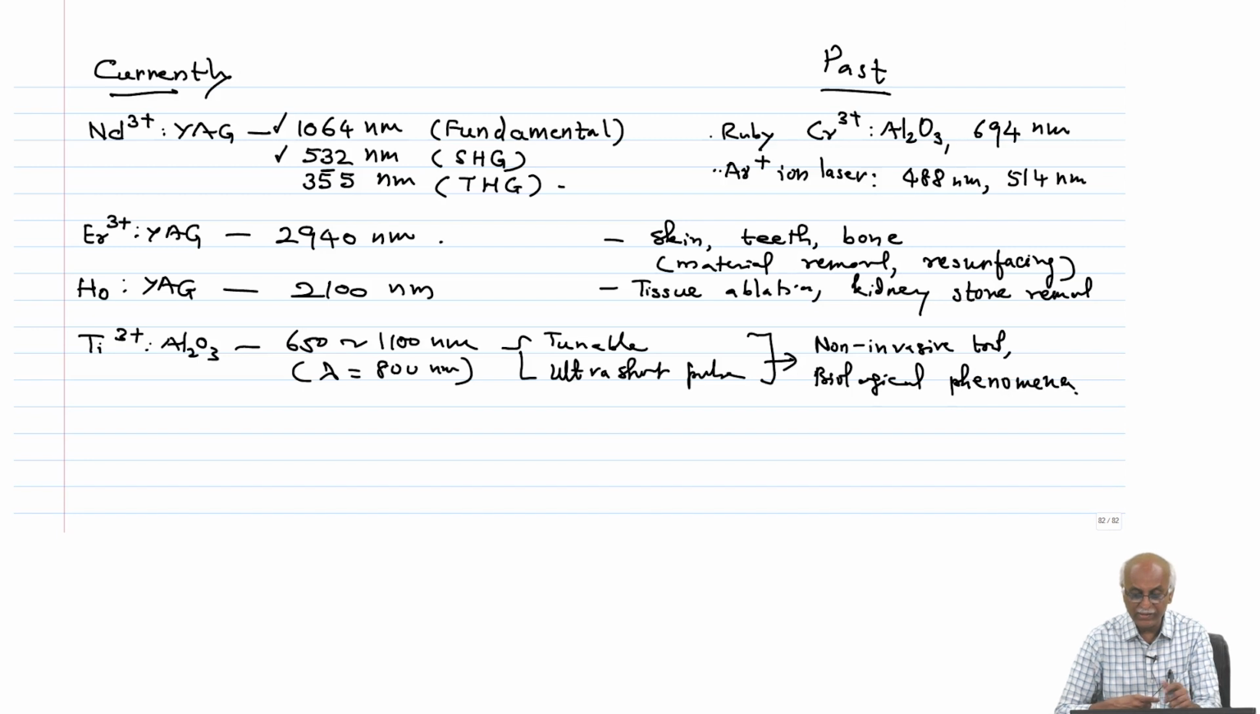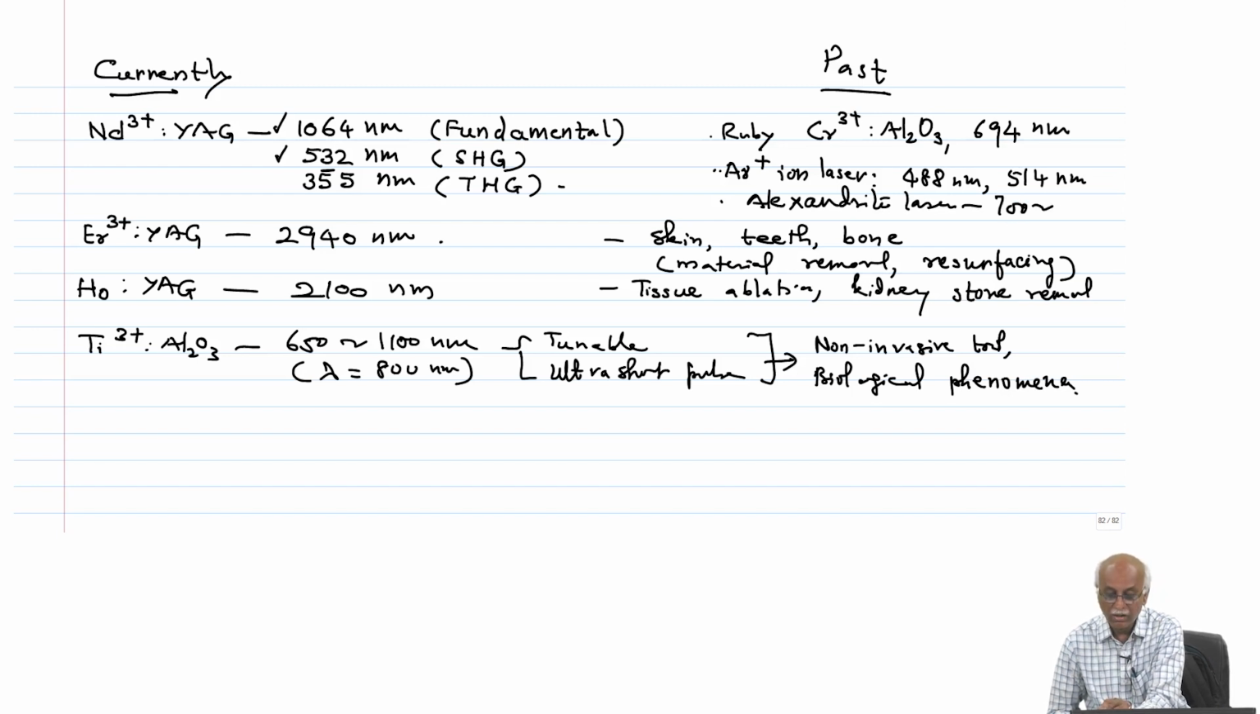There was also the alexandrite laser. Again, it is a solid state laser, with a wavelength range around 700 to 830 nanometer. But because of the titanium sapphire laser, which can be tuned broadly, it has replaced this alexandrite laser. So, it is the past.